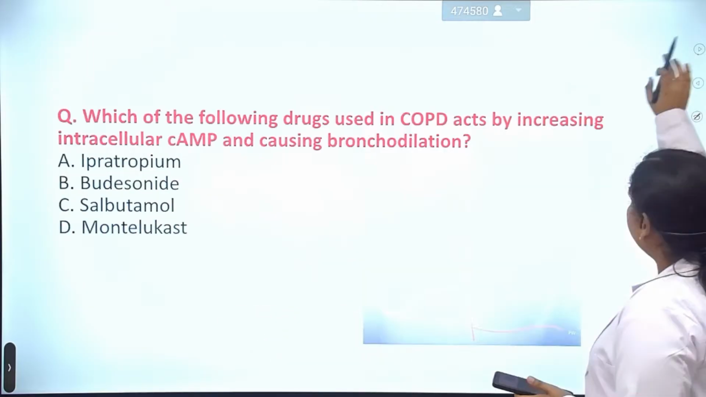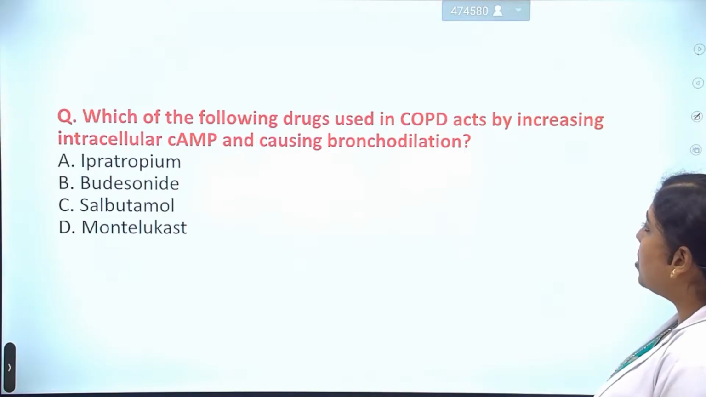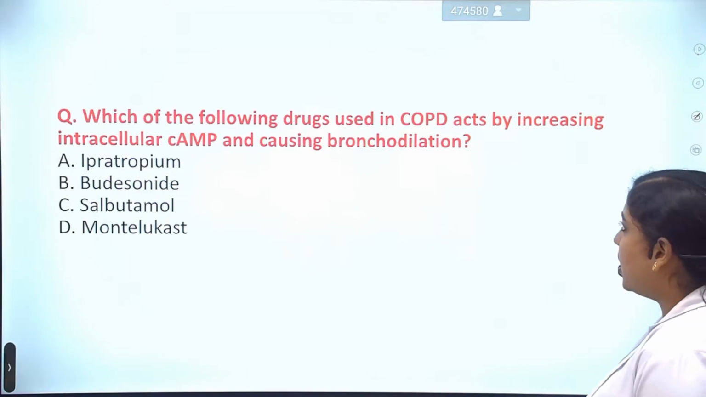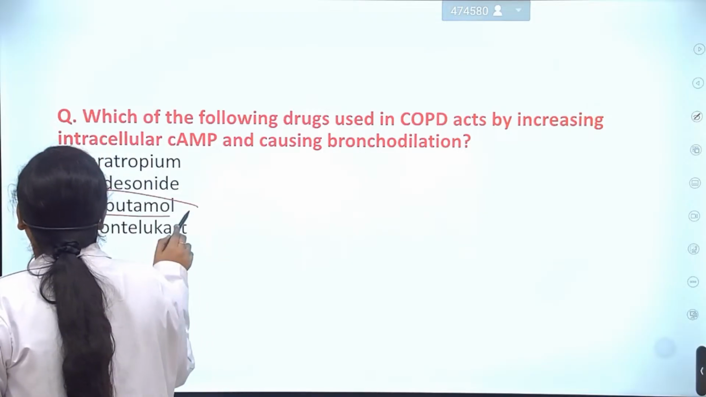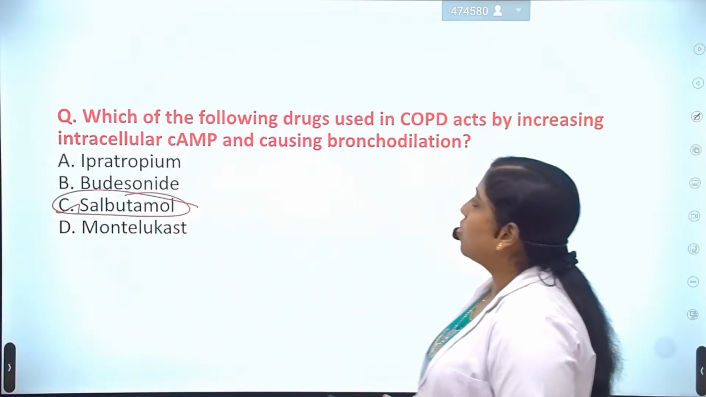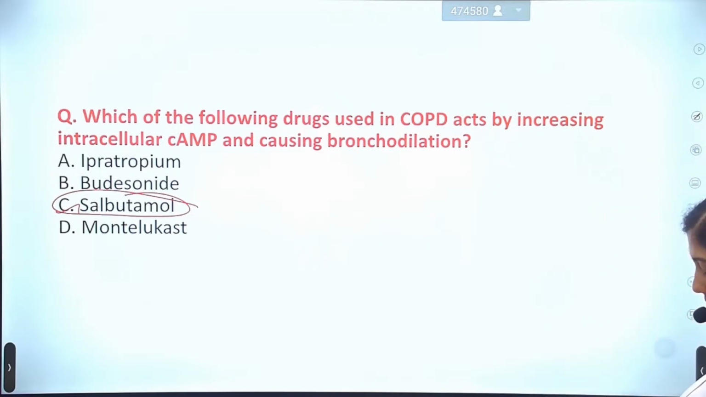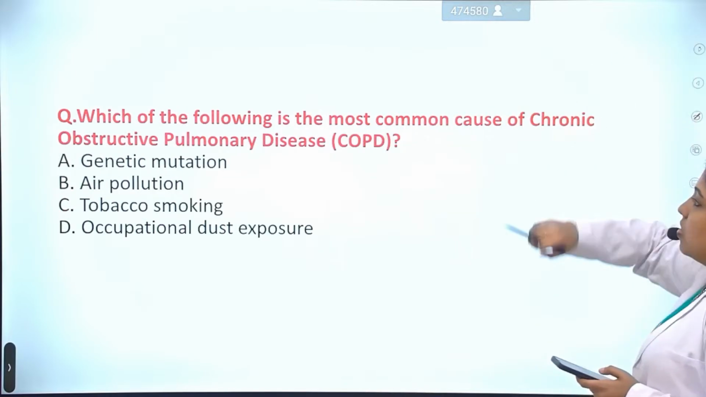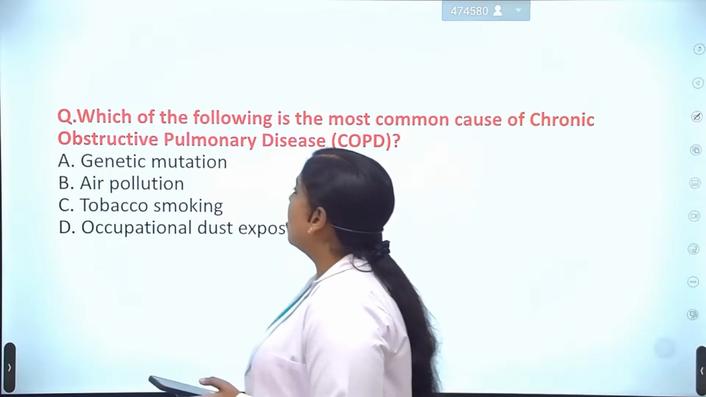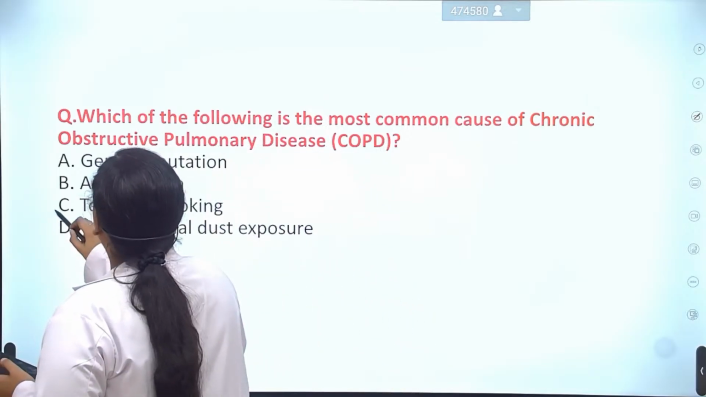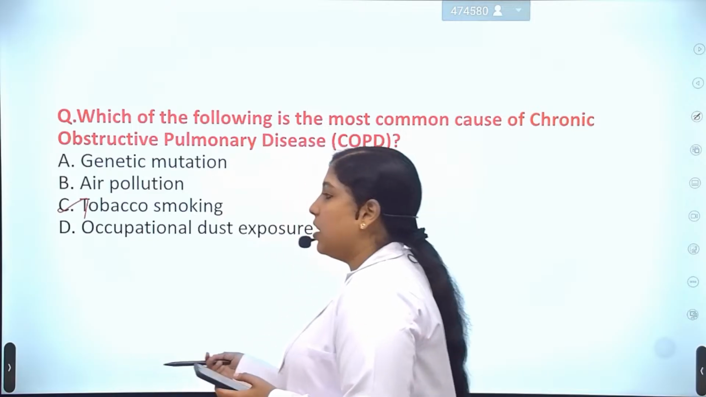Which of the following drug used in COPD act by increasing the intracellular cyclic AMP and causes bronchodilation? Yes. COPD patients will receive salbutamol. The ultimate action of that salbutamol is by increasing the cyclic AMP and causing bronchodilation. Next, which of the following is the most common cause of chronic obstructive pulmonary disease? The answer is tobacco smoking, because it is a very, very easy MCQ.